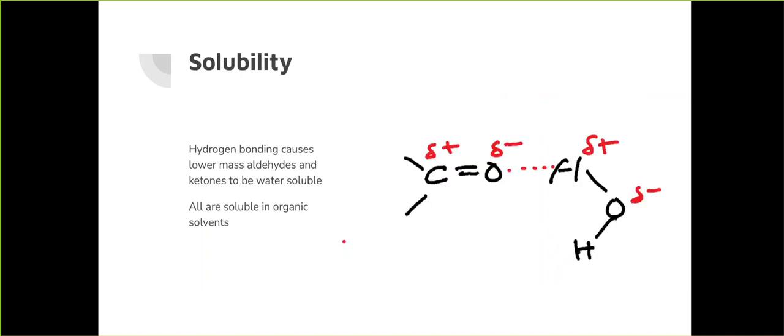All right, solubility. Hydrogen bonding does cause lower mass aldehydes and ketones to be water soluble, but only smaller aldehydes and ketones will be water soluble. All of the aldehydes and ketones will be soluble in organic nonpolar solvents.